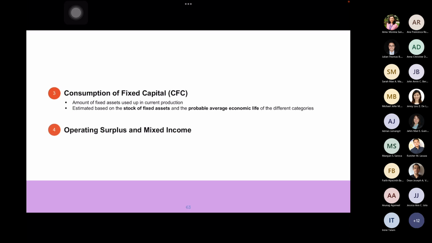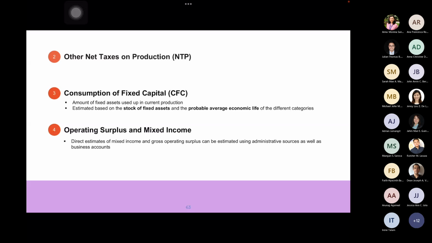Then we also have operating surplus and mixed income. So here it has the direct estimates of mixed income and gross operating surplus that can be estimated using administrative sources as well as business accounts. And then we also have other net taxes on production. So this would be the taxes, except the taxes on products incurred as a result of production, less the subsidies, except the subsidies on products received as a consequence of that production.